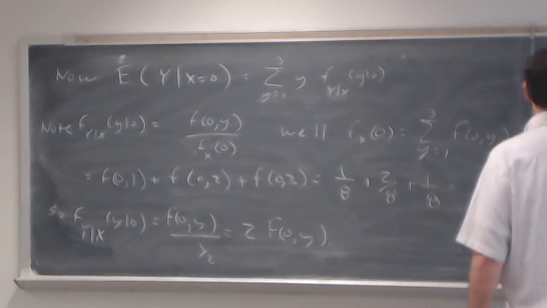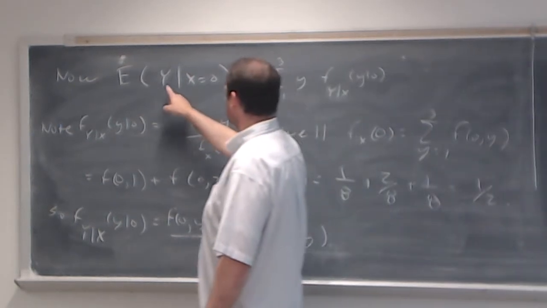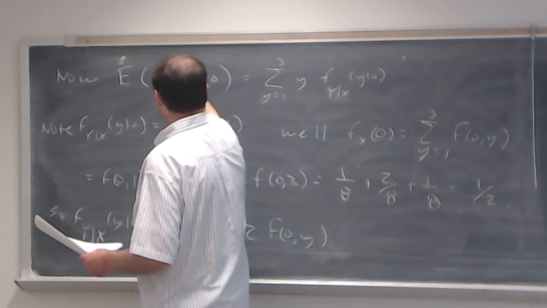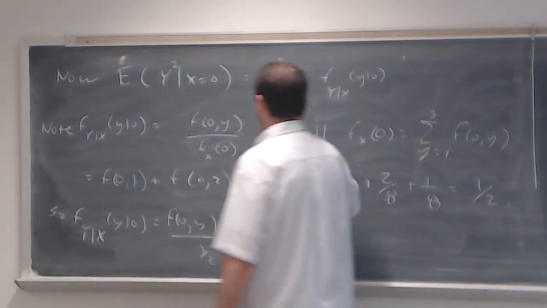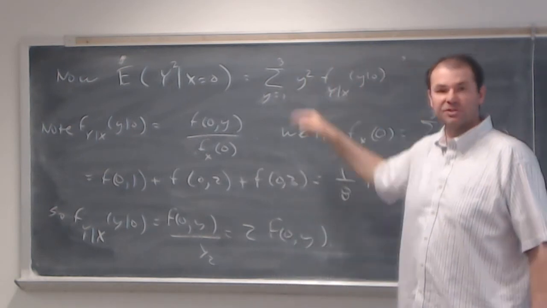So remember what we're trying to compute. I made a mistake over here. What am I trying to compute? I'm trying to compute the expected value. It should be y squared given x equals 0. So here's y squared is what I should put here. So make those changes. I made a mistake.